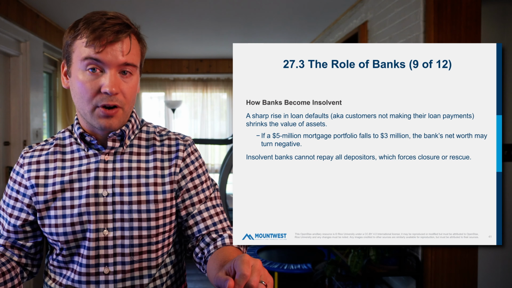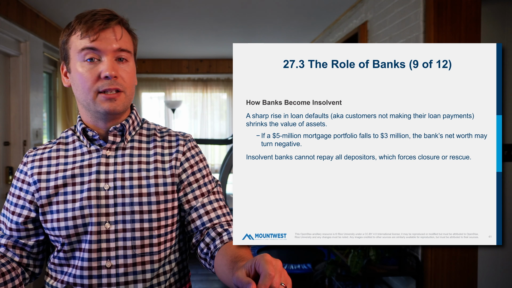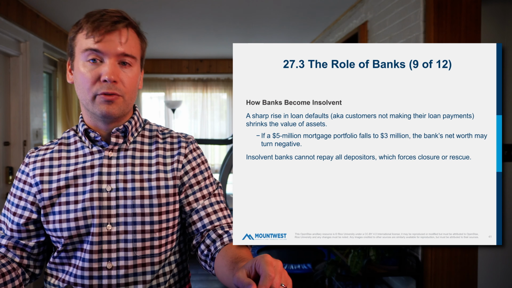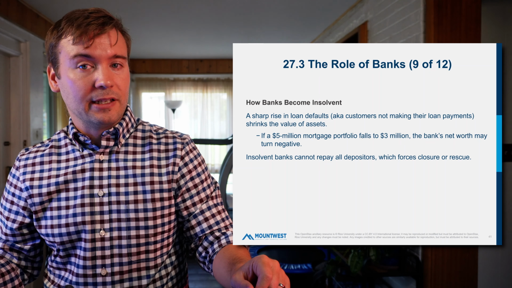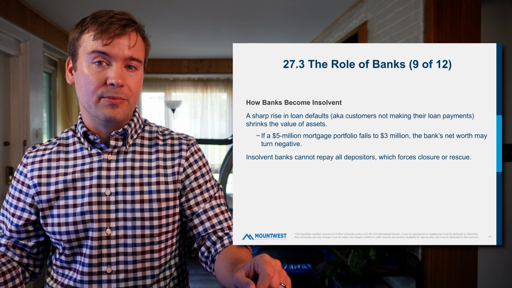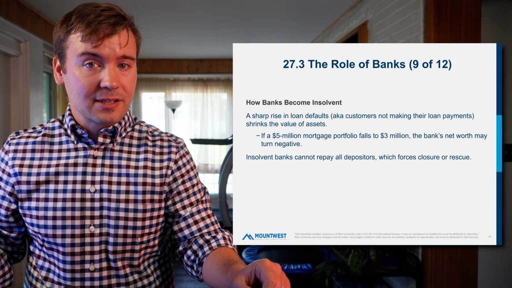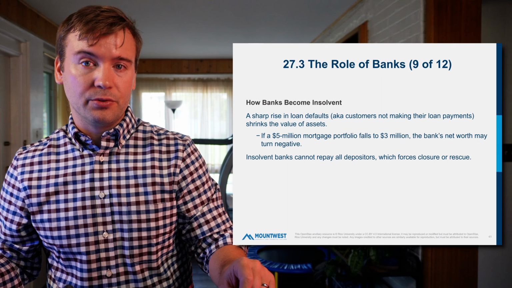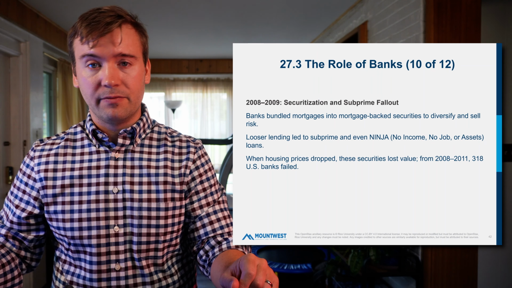For instance, if our hypothetical safe and secure bank experienced a wave of defaults that caused its $5 million loan portfolio to drop in value to, say, $3 million, then its total assets would fall to $9 million. Since its liabilities, its deposits, are still $10 million, its net worth here would become negative. So when a bank's net worth turns negative, it can't repay all of its depositors, which can force it to close, or it can require a rescue by external entities like the federal government.